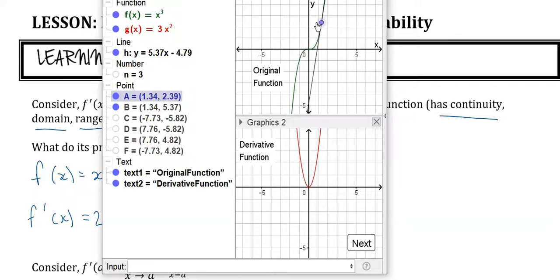Let's take a look at some different types. This one's interesting. What's happening here? So what kind of function is this, the original function? Absolute value, it looks like. And what is the slope?